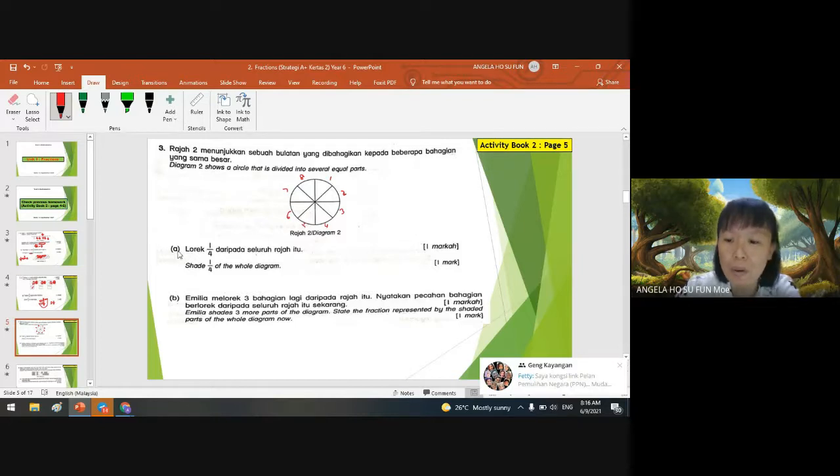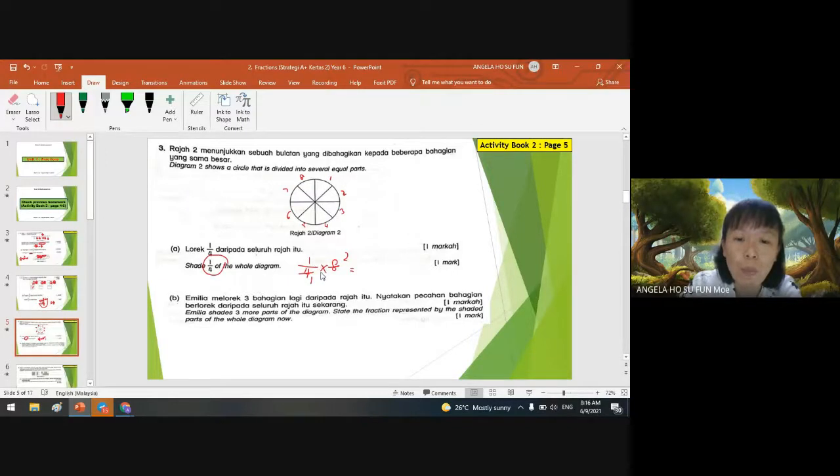So question A is saying what? What did they ask you? They said shade 1/4 of the whole diagram. So 1/4 of is multiplied. The whole diagram has how many parts? There are 8 parts, so you write 8. You can simplify 4 and 8 with the times table of 4. 4 times 1 is 4. 4 times 2 is 8. So you come up with 1 times 2. The answer is 2.